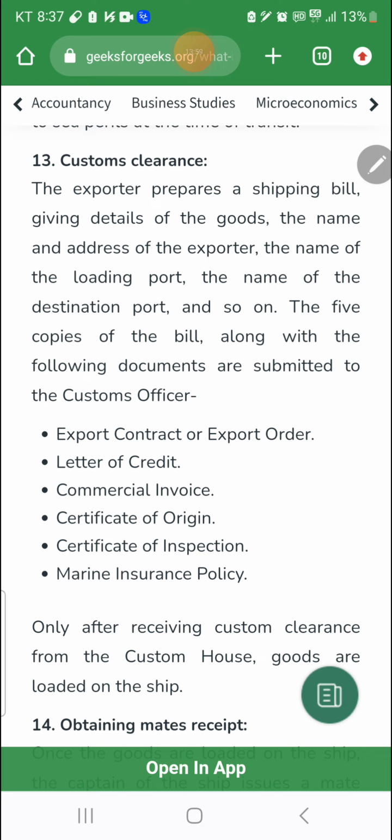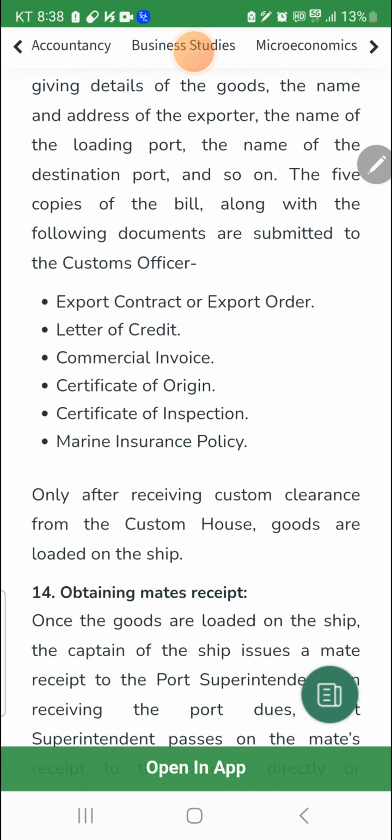So 13. Customs clearance. The exporter prepares a shipping bill giving details of the goods, the name and address of the exporter, the name of the loading port, the name of the destination port, and so on. The 5 copies of the bill, along with the following documents, are submitted to the customs officer: export contract or export order, letter of credit, commercial invoice, certificate of origin, certificate of inspection, marine insurance policy. Only after receiving custom clearance from the custom house, the goods are loaded on the ship.